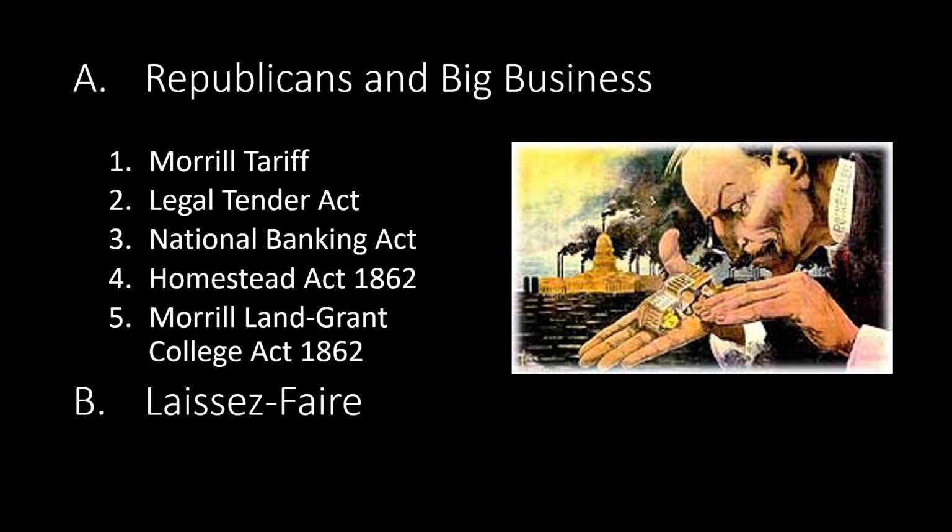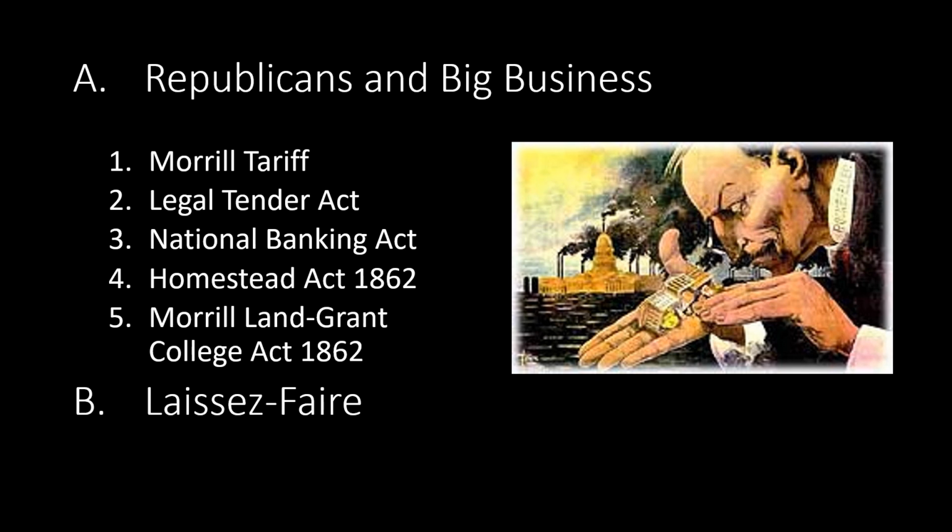The U.S. government used this to raise money to fight the war and reward businesses for their continued support of the Republican Party. The Republican Party remained committed to high tariffs throughout the rest of the 19th century. The Legal Tender Act of 1862: the Republican-controlled Congress also passed other legislation that helped stabilize the U.S.